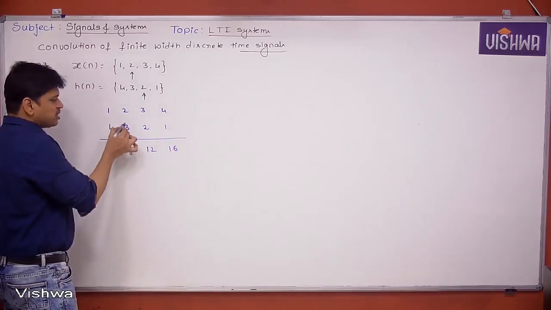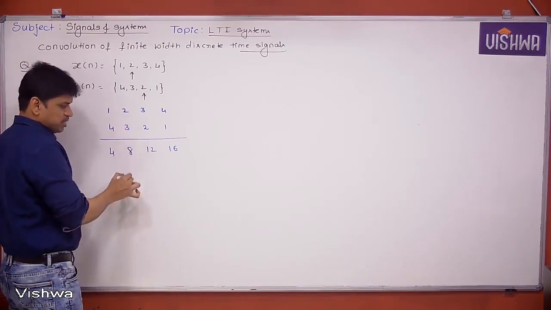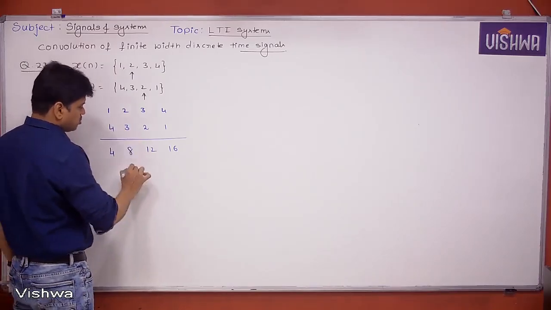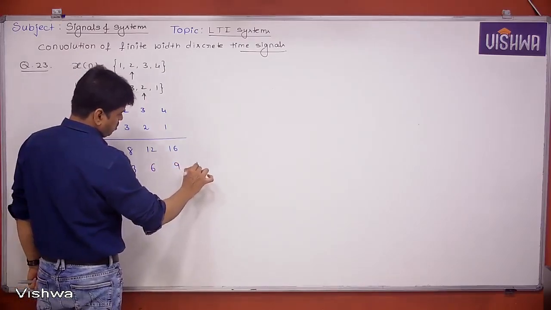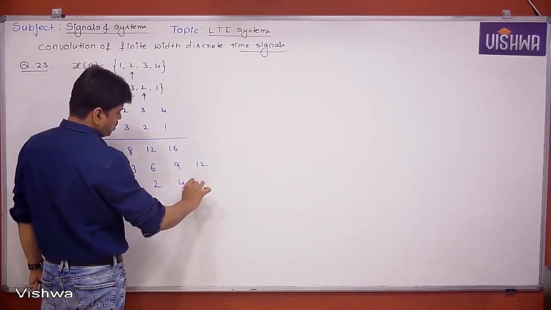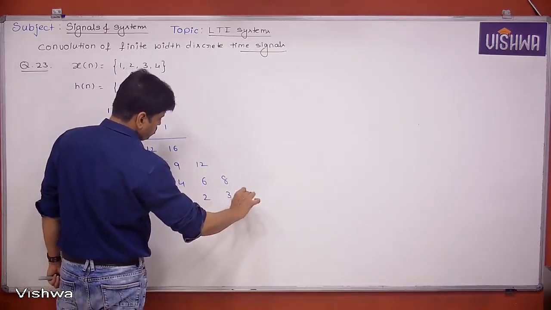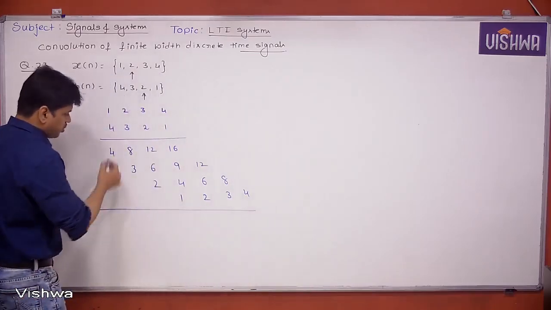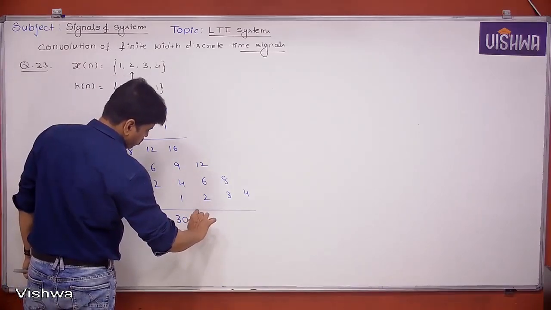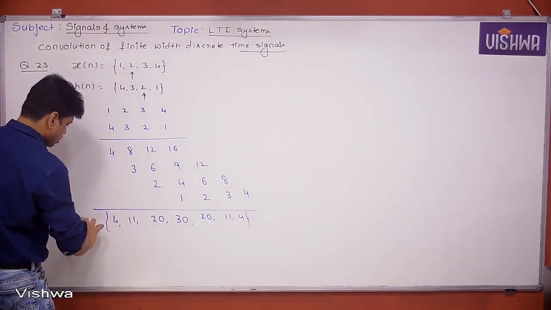Next, we multiply with 3. Once we multiply with 3, don't start it from this column. Start it from where it is starting, that means from the column where the 3 is. So 3 into 1, 3, 6, 9, 12. Next, start from 2: 2, 4, 6, 8. Then 1, 2, 3, 4. Simply add them. Then we get 4, 11, 20, 30, 20, 11, 4, which is the output. As simple as that.